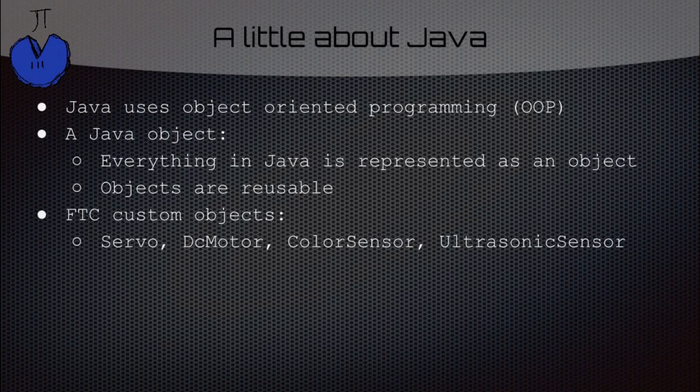Again, back to the reusable part. Let's say you can have 8 motors on your robot. You wouldn't want to have to rewrite code for every motor on your robot. So you can just call the DC motor code and create all 8 of your motors from that one DC motor code.